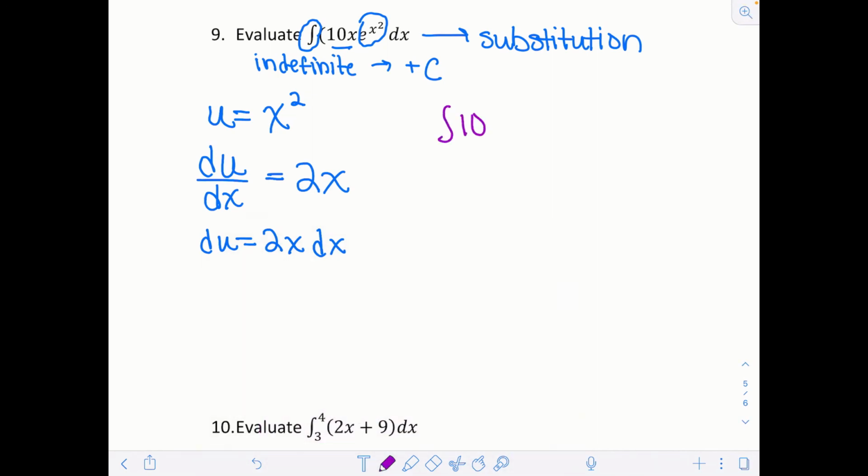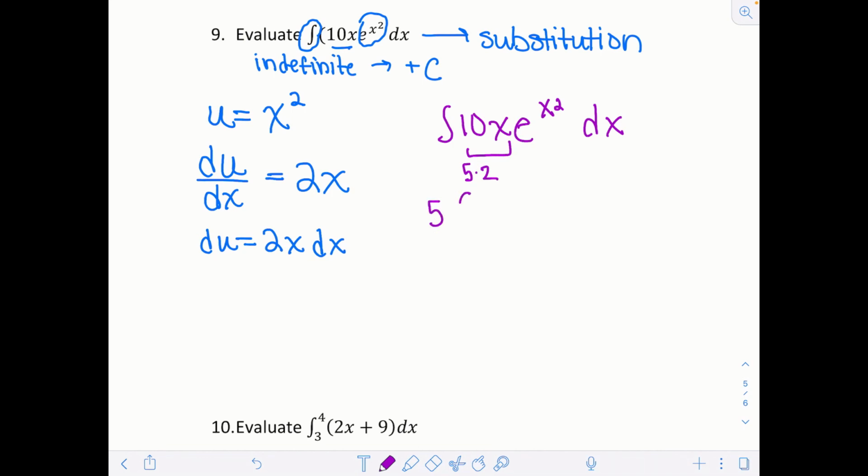First, let me rewrite my problem a little bit. 10x e to the x squared. So I see the u, that could go right for that exponent of e, but then I have this 2x where here I have a 10x. So sometimes you might need to do a little bit, like in this case, one thing I might say is, well, 10, I could just rewrite that as 5 times 2.